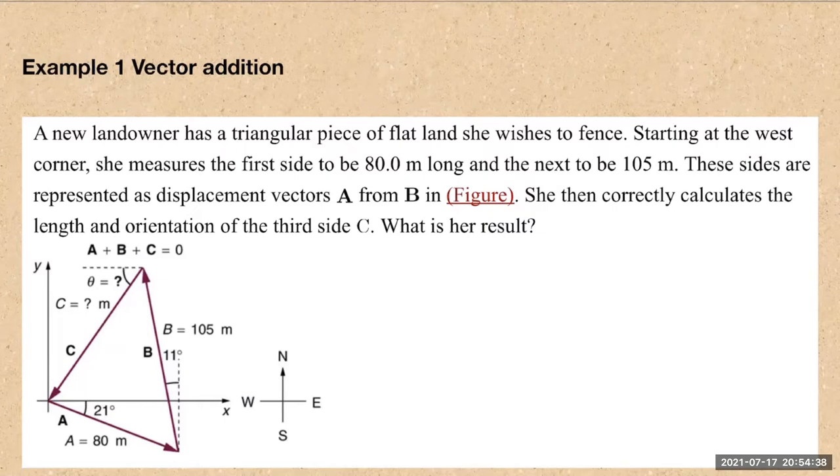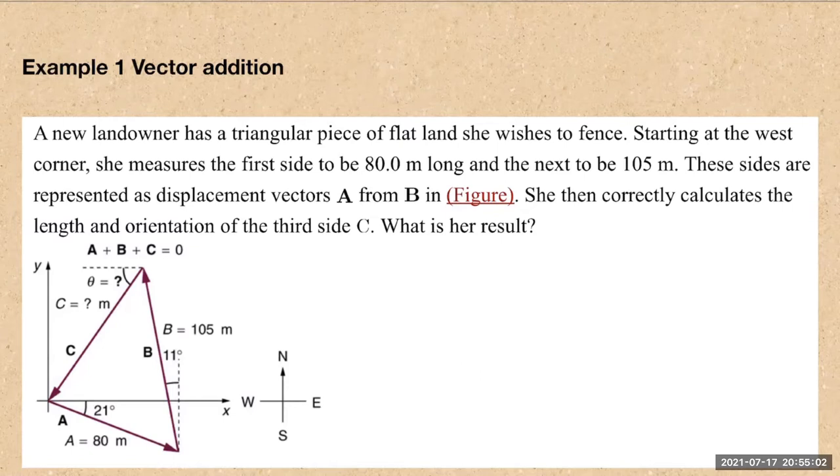Now, suppose she draws out the vector A and then the vector B, knowing both the magnitude and orientation of these two vectors. What she wants to know is the magnitude and orientation of the third side, which is vector C. So how does she find that? Well, here's the thing. You look at this vector triangle.